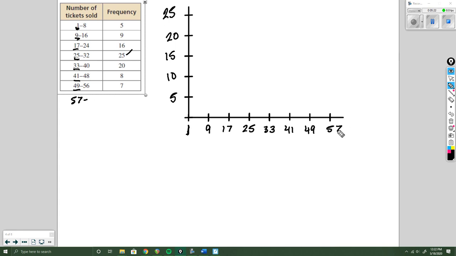All right, so now the easy part is just estimating. Now this might be a rough sketch. It might be a little inaccurate. All we want to do is just get a picture of the data set using this histogram. So 5 people sold between 1 and 8 tickets, so I'm going to draw my first bar right here.